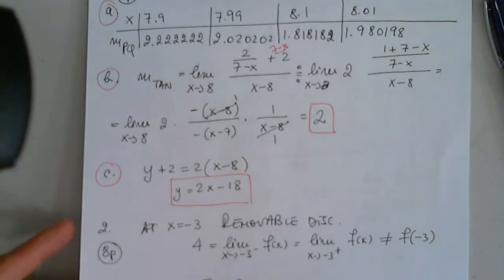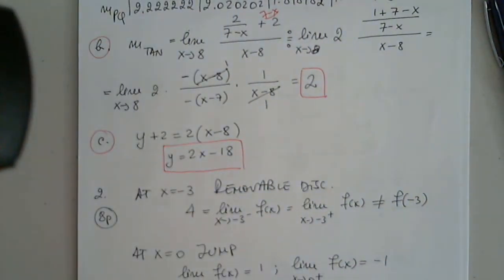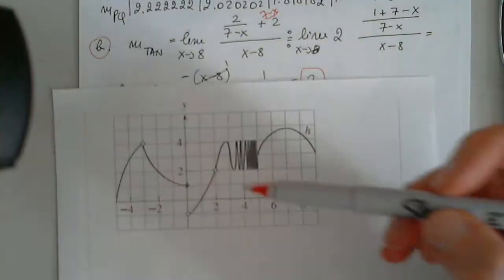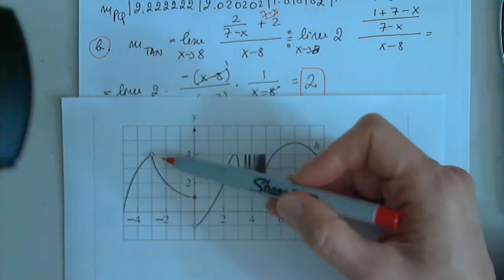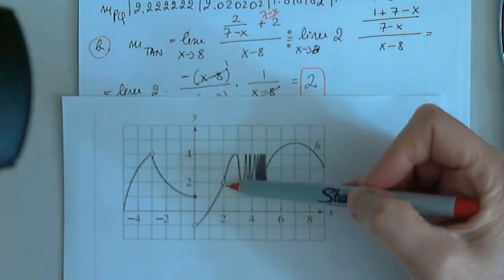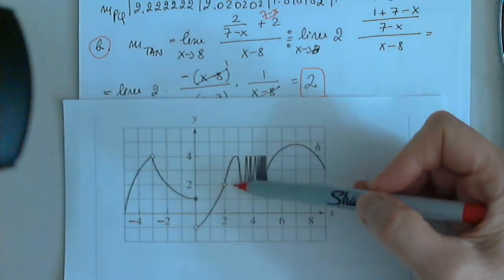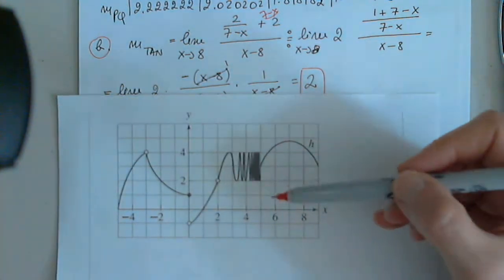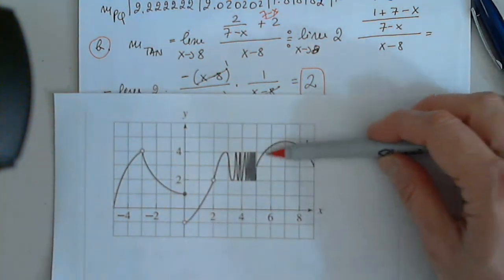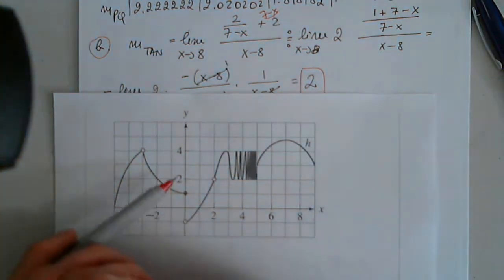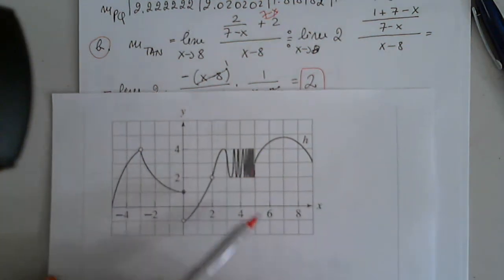Next, in problem 2, we were asked to look at a graph and analyze the graph at different points. So obviously these are both points called removable discontinuities. This is a jump. Here from the right hand side, the limit is 5, and from the left hand side is oscillating, so it's D and E.